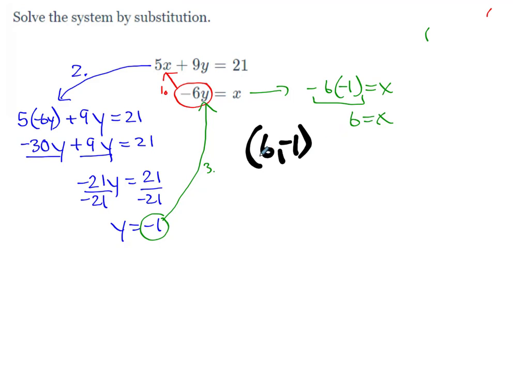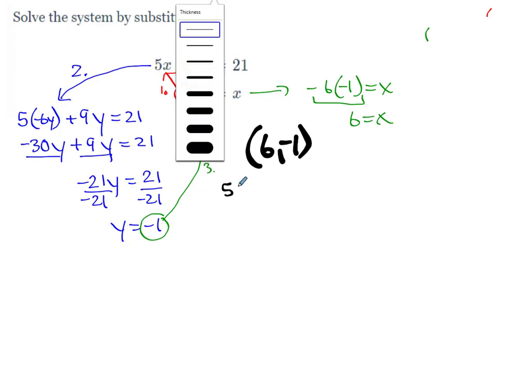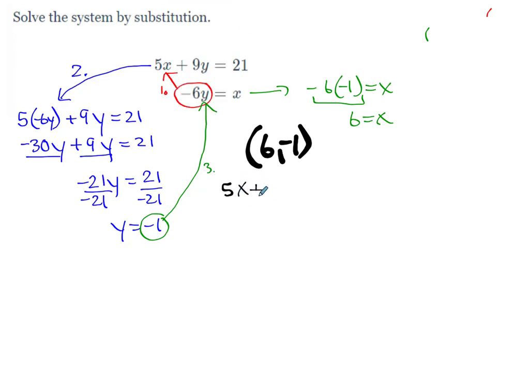And then just like I did in the last question, if all you need is a review of how to solve these, I would stop here. But if you would like a really good test-taking strategy, watch what I do with 6 comma negative 1. So I'm going to go ahead and rewrite the top equation. So I've got 5x plus 9y is equal to 21. And then I'll rewrite the second one, negative 6y is equal to x.